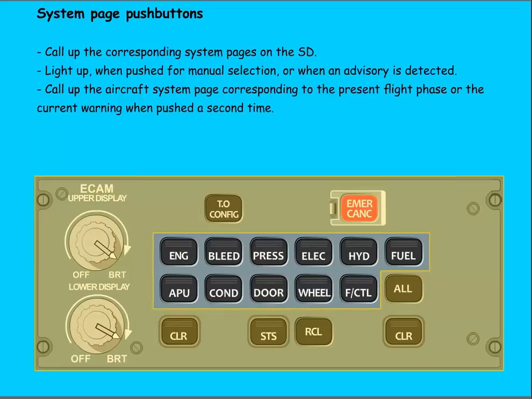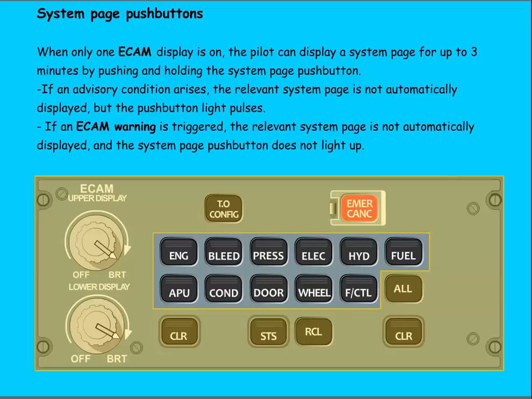System page push buttons call up the corresponding system pages on the SD. They light up when pushed for manual selection, or when an advisory is detected. When pushed a second time, when only one ECAM display is on, they call up the aircraft system page corresponding to the present flight phase or the current warning.